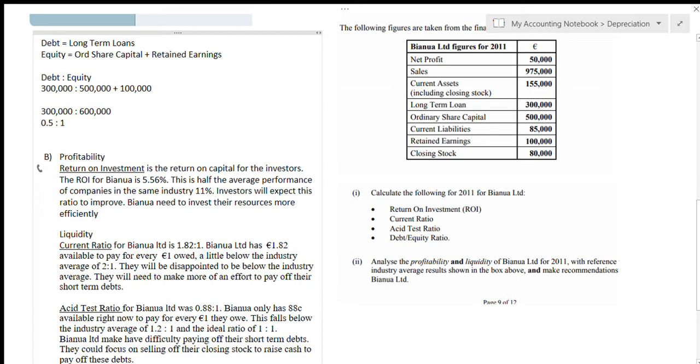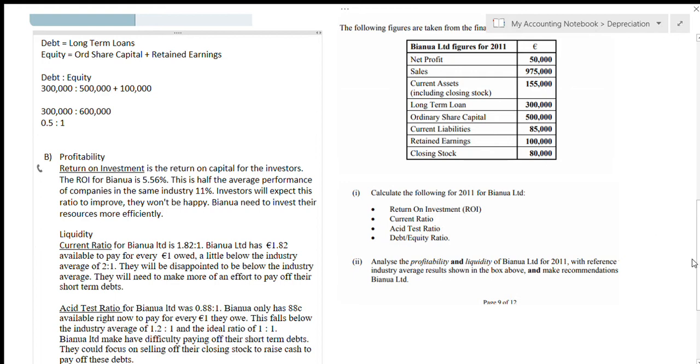That's obviously not a good thing. So our return is 5.56%, whereas the industry average is 11%. So investors will expect this ratio to improve. They won't be happy. If everyone else in the industry is getting a return on average of 11%, and you're only getting practically half that, you'd like it to improve. So they will expect it to improve, and to improve it, quite simply, you could just say they need to invest their resources more efficiently or increase profits. That's our return on investment. That's me explaining our profitability side of things.